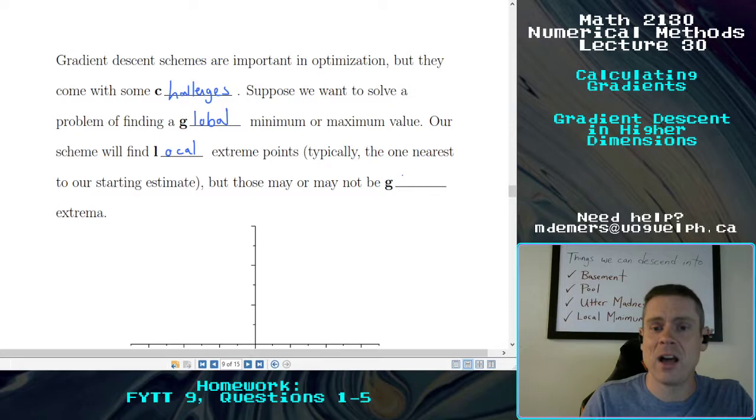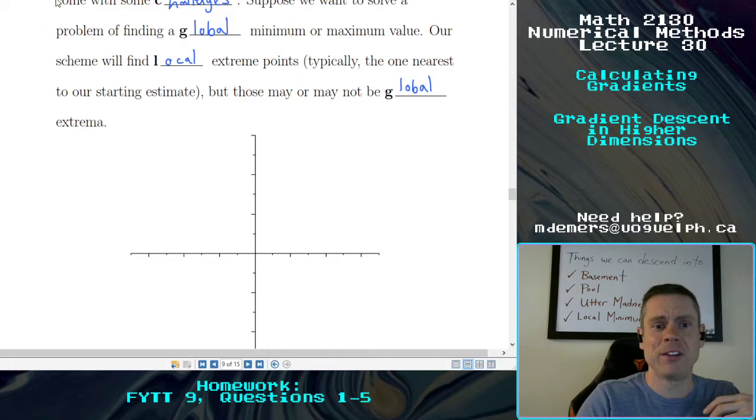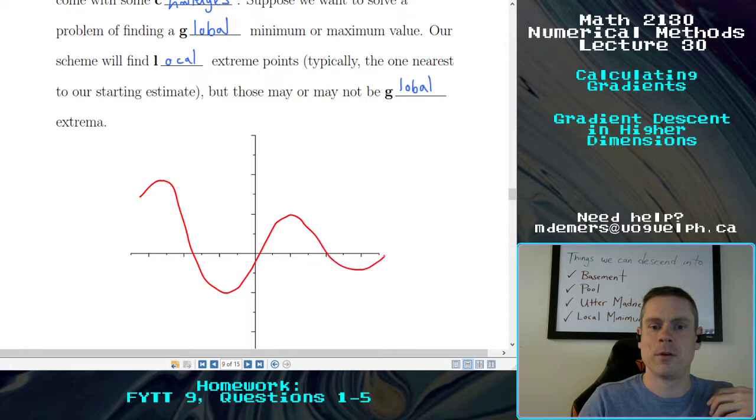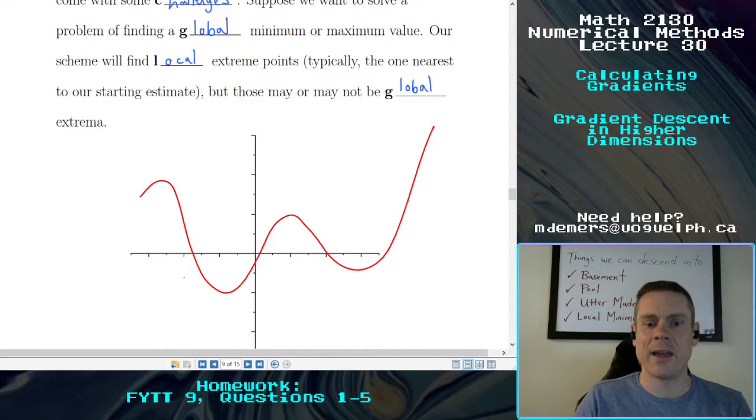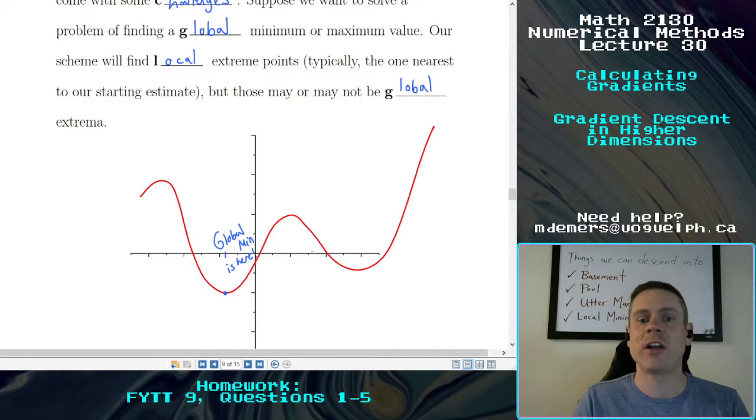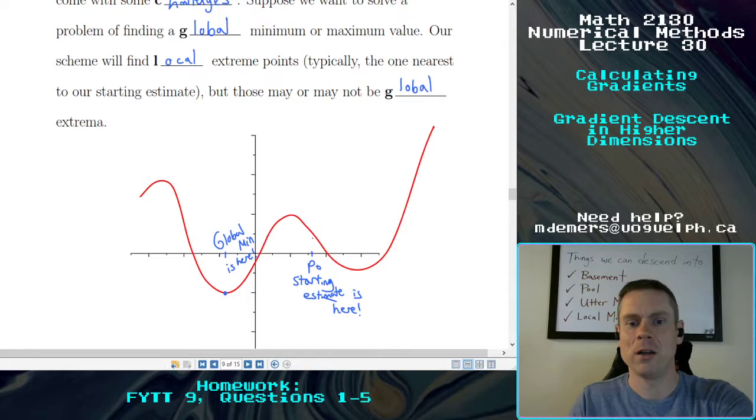So here's an example, really simple, back to one dimension. I could draw a function that looks like this. Suppose the function is such that our global minimum is right here. So the global min is here. But imagine that my starting estimate is here. If my starting estimate is here, just think about how the scheme is going to work. It's going to take a look at the direction of steepest descent, which is this way, right? We're going to move to the right.